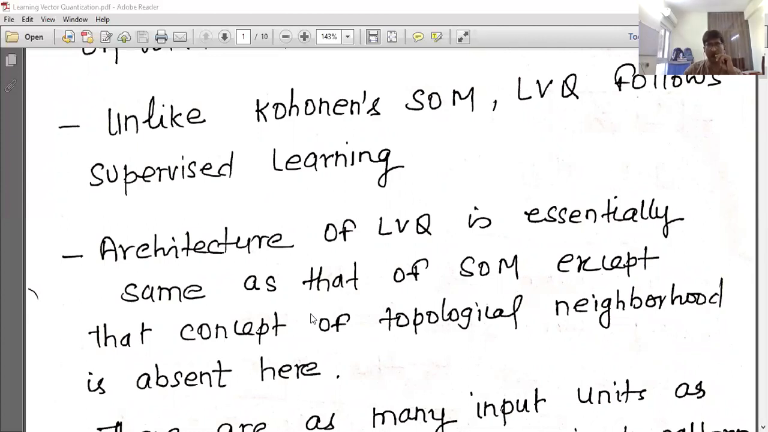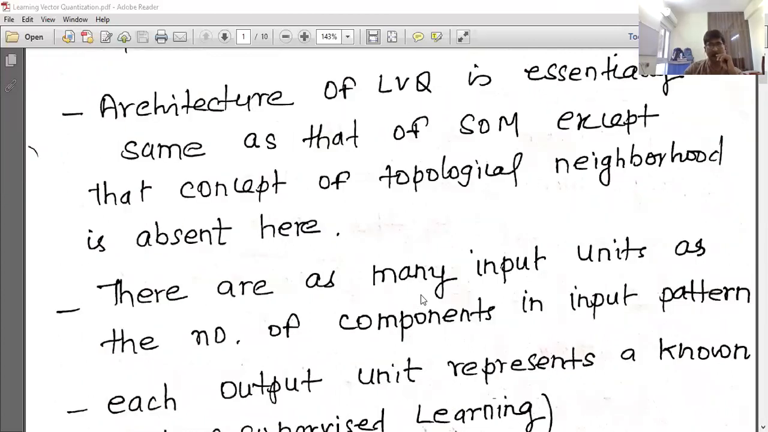If you remember, in SOM we used to update the weights corresponding to all the winning neurons. Whatever neuron was declared the winner, we used to look into its neighborhood defined by the topological neighborhood structure, and then we used to update those weights. Over here, this concept would be missing. Now, this is also important.